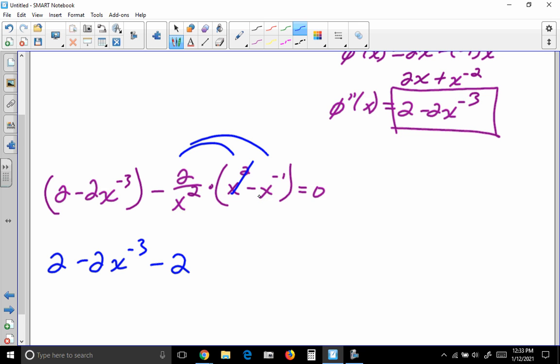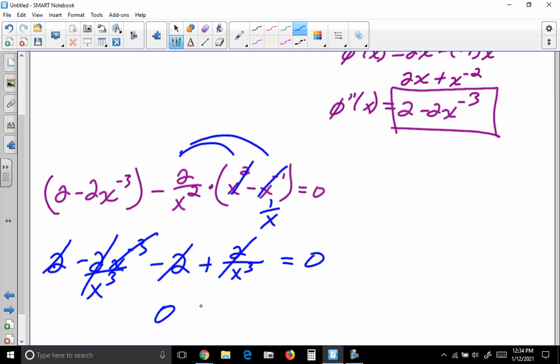X to the negative 1, we could also call that 1 over x. So when we distribute here, we have a negative times a negative, that's positive. We have a 2 times 1 on top, and on bottom, x squared times x, so x cubed. And then we have 0 on the other side. So notice 2 minus 2 cancels. X to the negative 3, 3 on bottom. These are opposites, so those cancel. So we're left with 0 on the left, 0 on the right, which is a true statement.